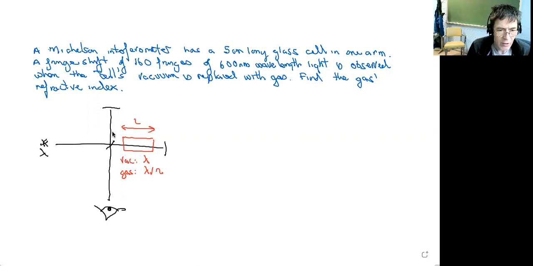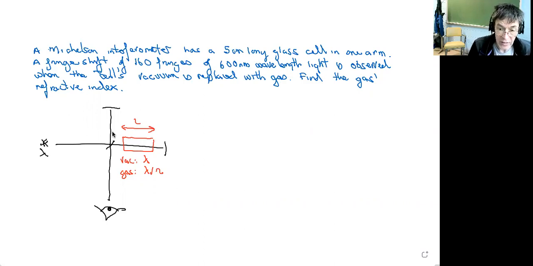And there's a different number of wavelengths when there's vacuum in the cell compared to when there's gas in the cell, because the wavelength of light is changed in a medium by a factor that's the refractive index of the medium. So if lambda is the wavelength of light in vacuum, then lambda over n, the refractive index, is the wavelength of the light in the gas. And so the wavelength of the light is a little longer in the vacuum. The wavelength of the light is a little shorter in the gas.